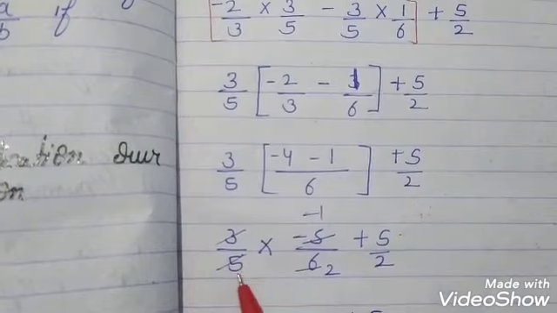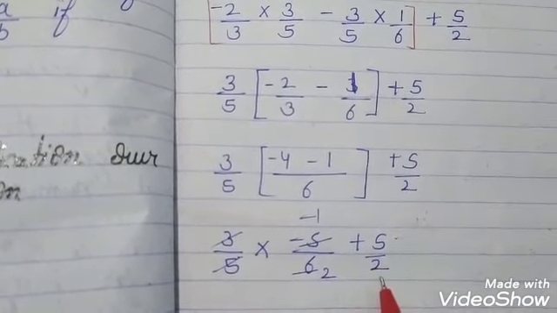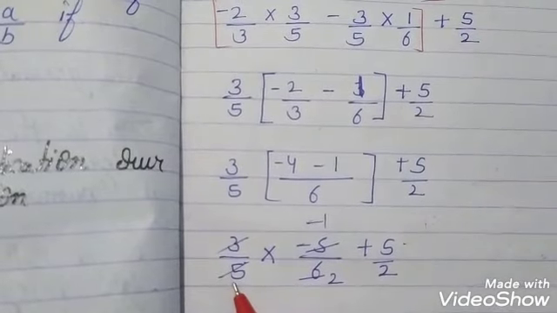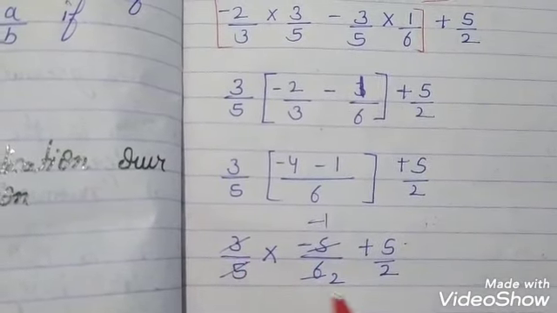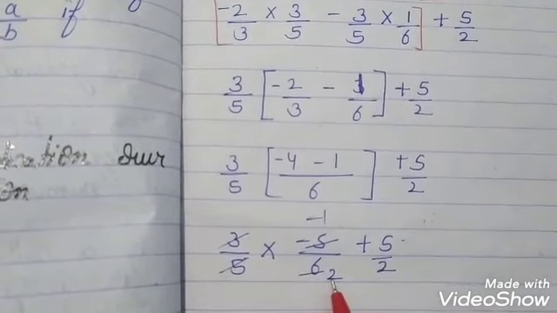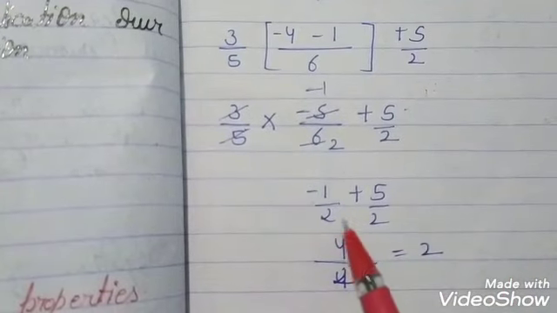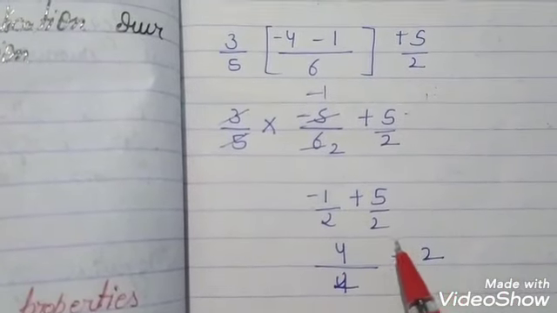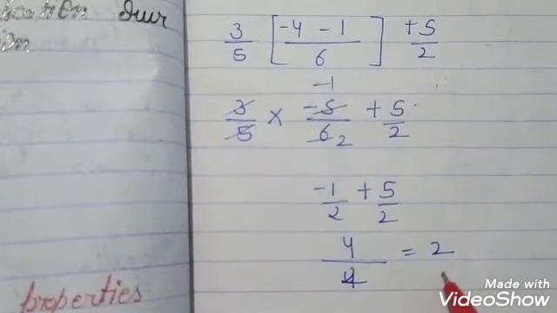Now 3 upon 5 is multiplied by minus 5 upon 6 plus 5 upon 2. Here 5 and minus 5 are cancelled out and 3 and 6 are cancelled out. Now take LCM of 1 upon 2 and 5 upon 2 and we get our answer, and our answer is 2.